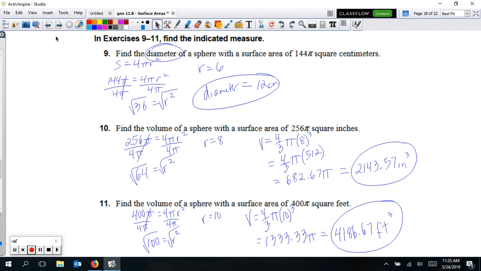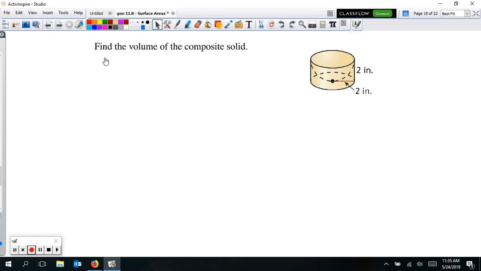All right, we have just one more to look at and do from a composite. We've been doing composite ones, which is like two shapes in one. So here's an example of a composite. This is actually a cylinder, but missing a hemisphere. It's like it's dug out, and so this part's missing here.